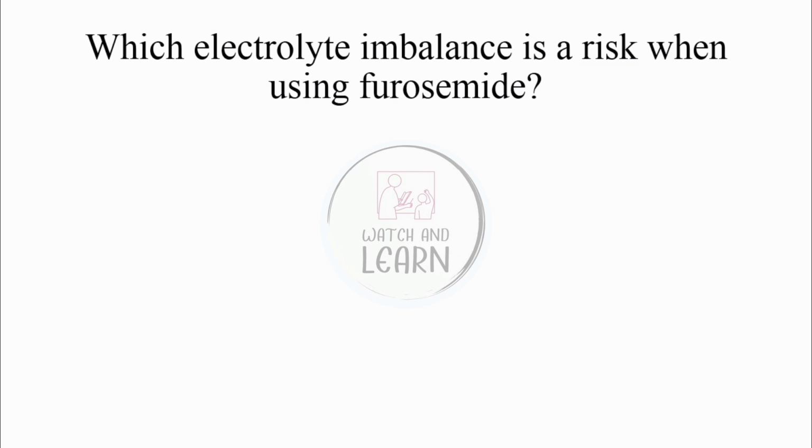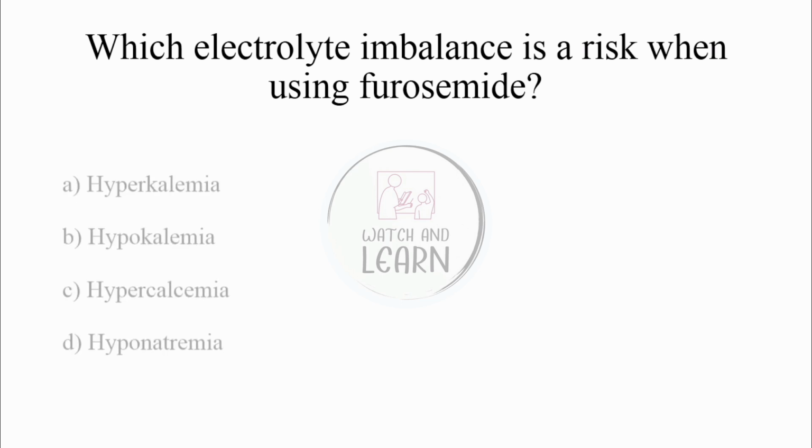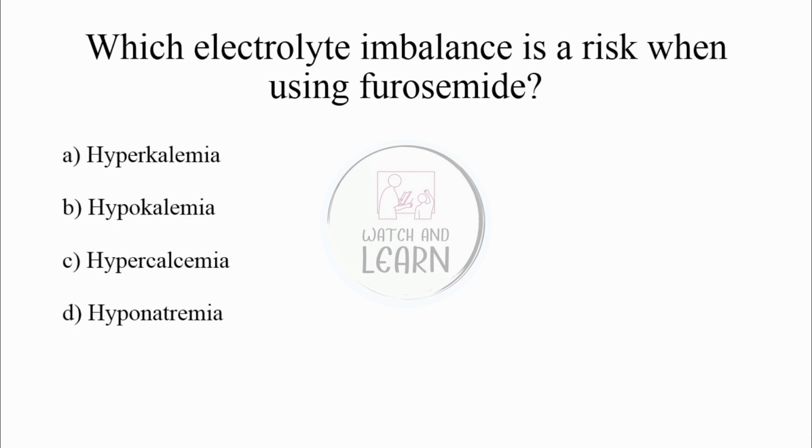Which electrolyte imbalance is a risk when using furosemide? Options are option A, hyperkalemia, option B, hypokalemia, option C, hypercalcemia, option D, hyponatremia. The right answer is answer B, hypokalemia.